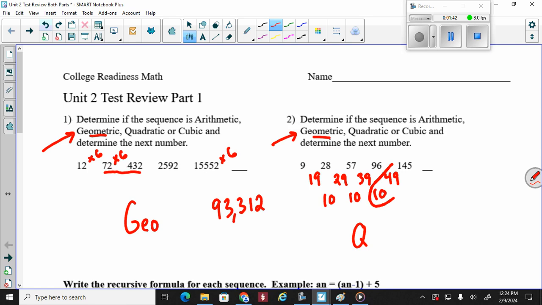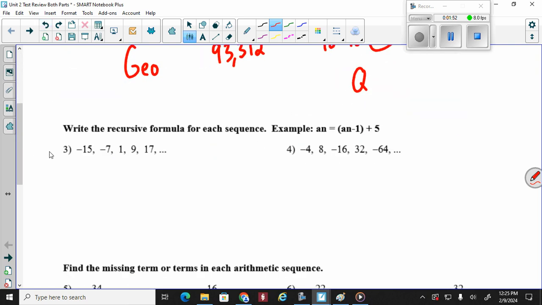Remember, add the numbers at the very end, 204. There we go.